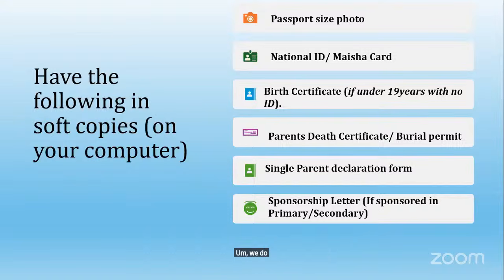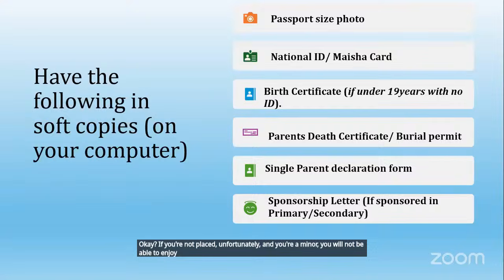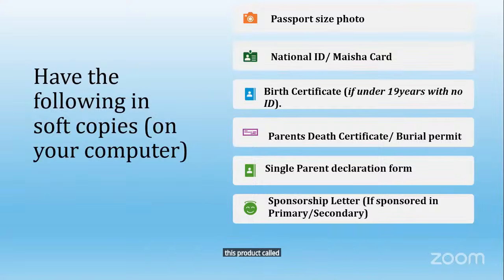We do have minor students who apply. So if you are a minor student, you will need to have a birth certificate as a soft copy, and you will use your KCSE index number to apply. So this is only for students who are minors and have been placed. Okay, if you're not placed, unfortunately, and you're a minor, you will not be able to enjoy this product called undergraduate for the degree program.